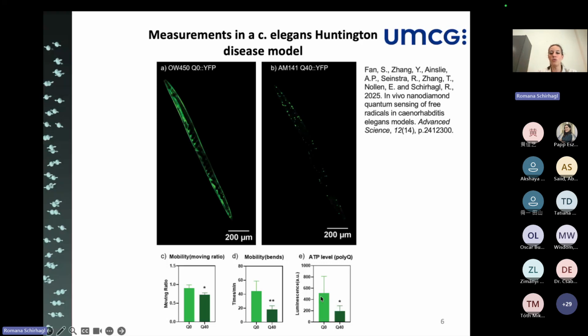And then you can also look at the metabolic rate. So we did measure the ATP level. That's also similar to what Harsh showed beforehand. So we can see how well these worms are doing. And this was basically done to confirm that the sick worms are actually sick and that we successfully made the Huntington disease model.